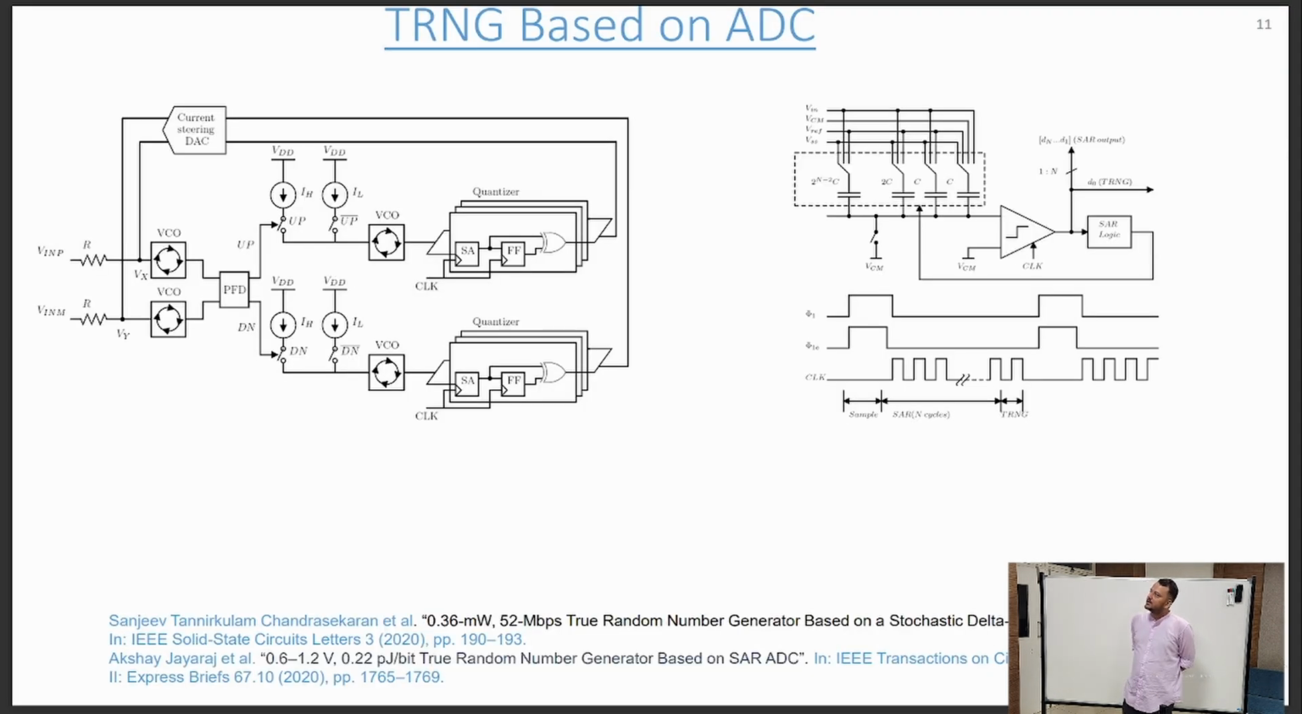And this is one more class of TRNG, based on the ADC. On the left side, we have delta sigma based TRNG. In one paper they used a delta sigma modulator, and in another they used a SAR ADC. They claim that these can be used simultaneously as an ADC as well as a TRNG. But the drawback is that the randomness in the output is heavily dependent on the input. They rely on quantization noise and other noise, so only if the input signal is busy enough is the output random, and the randomness can be altered if the input signal is not as desired.